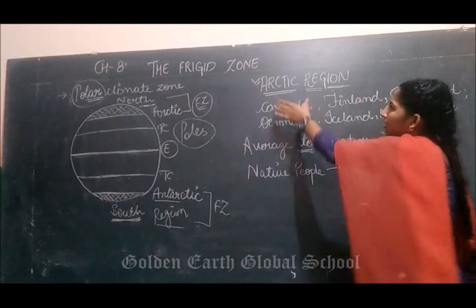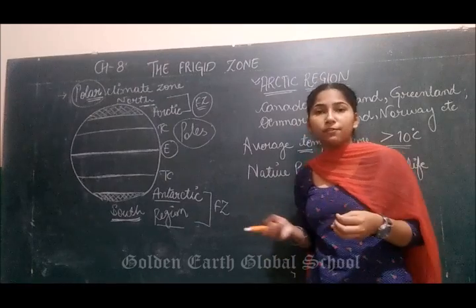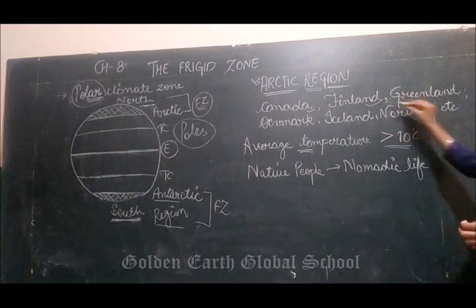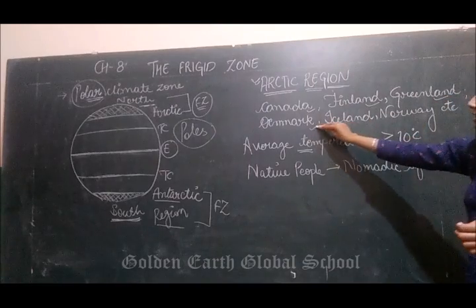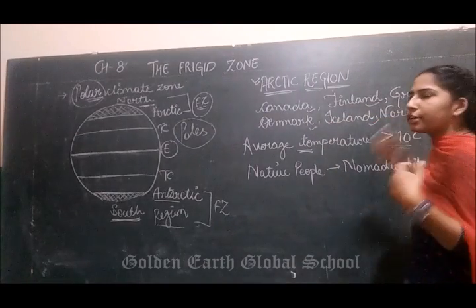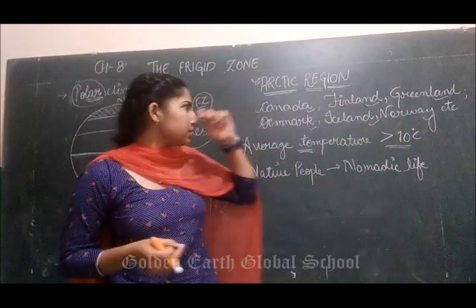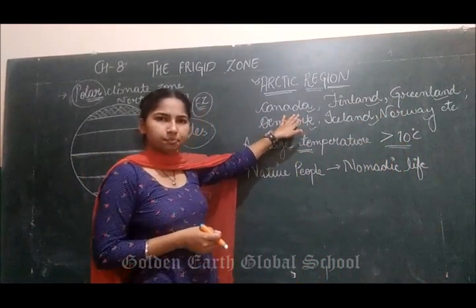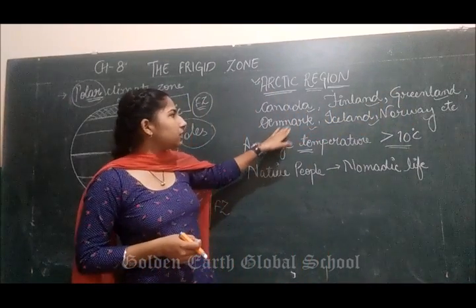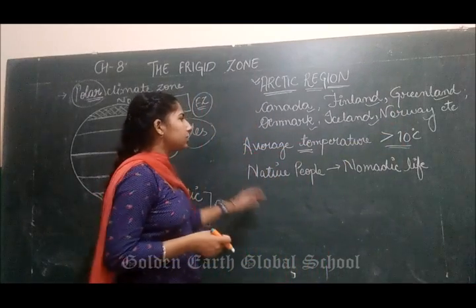So the next thing, the regions or countries which are found in the Arctic region are Canada, Finland, Greenland, Denmark, Iceland, Norway, then Russian Federation, Sweden, Alaska. There are other places too. Mainly there are Canada, Finland, Greenland, Denmark, Iceland, Norway and various other countries.